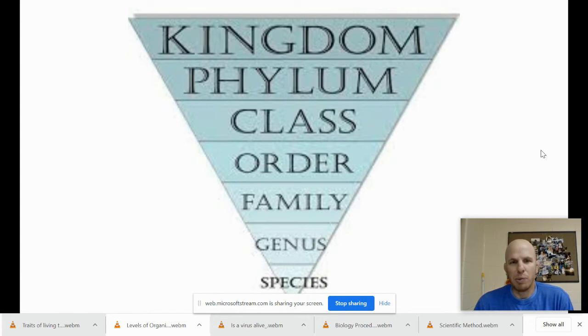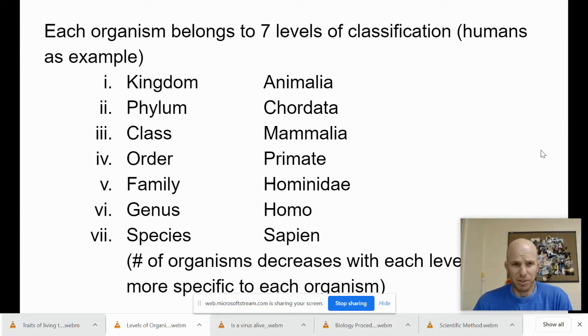Now let's try to remember this. King Philip came over for grape soda. It's kind of a funny one, huh? King Philip came over for grape soda. Kingdom, phylum, class, order, family, genus, species. So each organism belongs to these 7 levels.